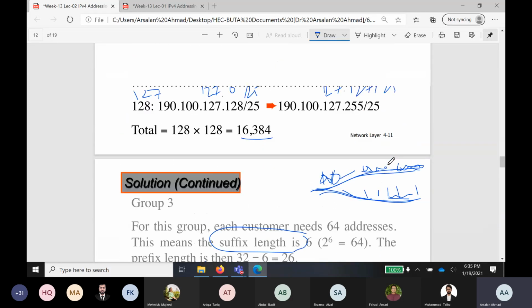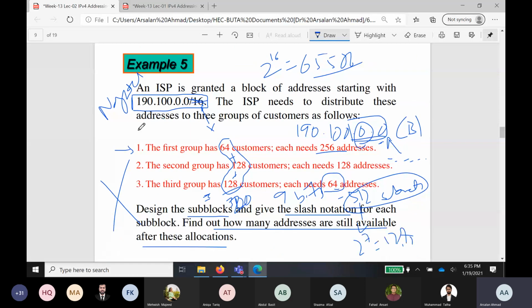And an interesting thing to note is that this requirement was not possible to fulfill with the rigidness of classful addressing if it is a class B address. Okay, so the address space is the same, the technique is different, and the technique is quite bad.